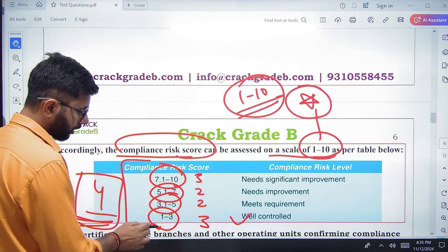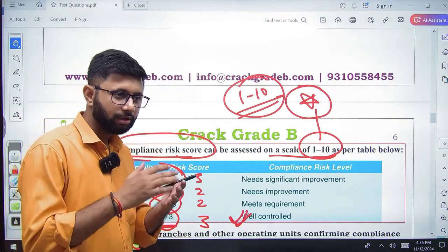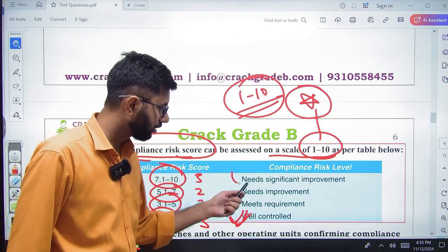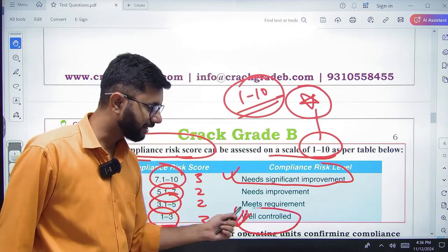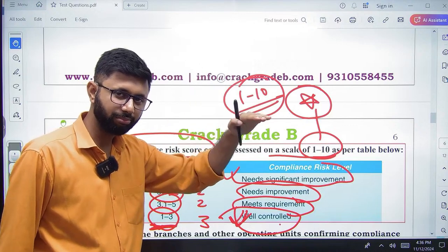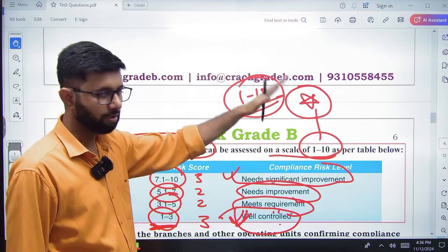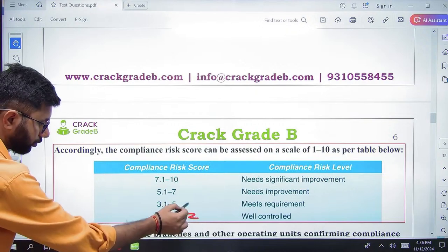Well controlled, that means the lower is your compliance risk score, the very well is your controlled environment. सिंपल सी बात है, compliance risk अगर आपका स्कोर ज्यादा होगा तो आपका रिस्क ज्यादा है. That means your systems are not controlled, they need significant improvement. और आपका रिस्क स्कोर एकदम कम है, that means your systems are well controlled. और फिर बीच वाले क्या है, meets requirement, needs improvement. ठीक है, well controlled, meets requirement, need improvement, need significant improvement. You learn it accordingly. Yes, here also 2, 2, 2, 3.